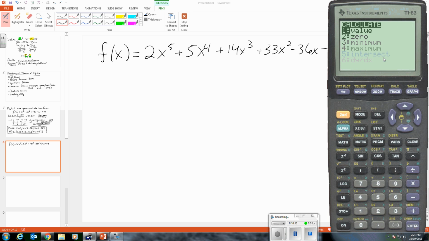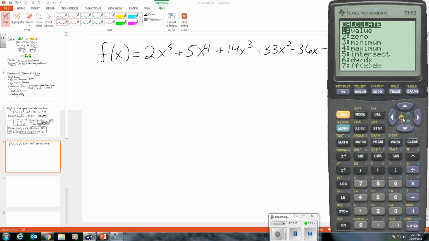So I can do second calculate a value, and what that does is you type in the next value, and it'll tell you what the y value that goes with that is. So I think -2, if -2 is a 0, then I should get an answer for y of 0, and I do. So -2 is a 0, and then I want to figure out this one, and it's somewhere in between there. I'm not exactly sure.